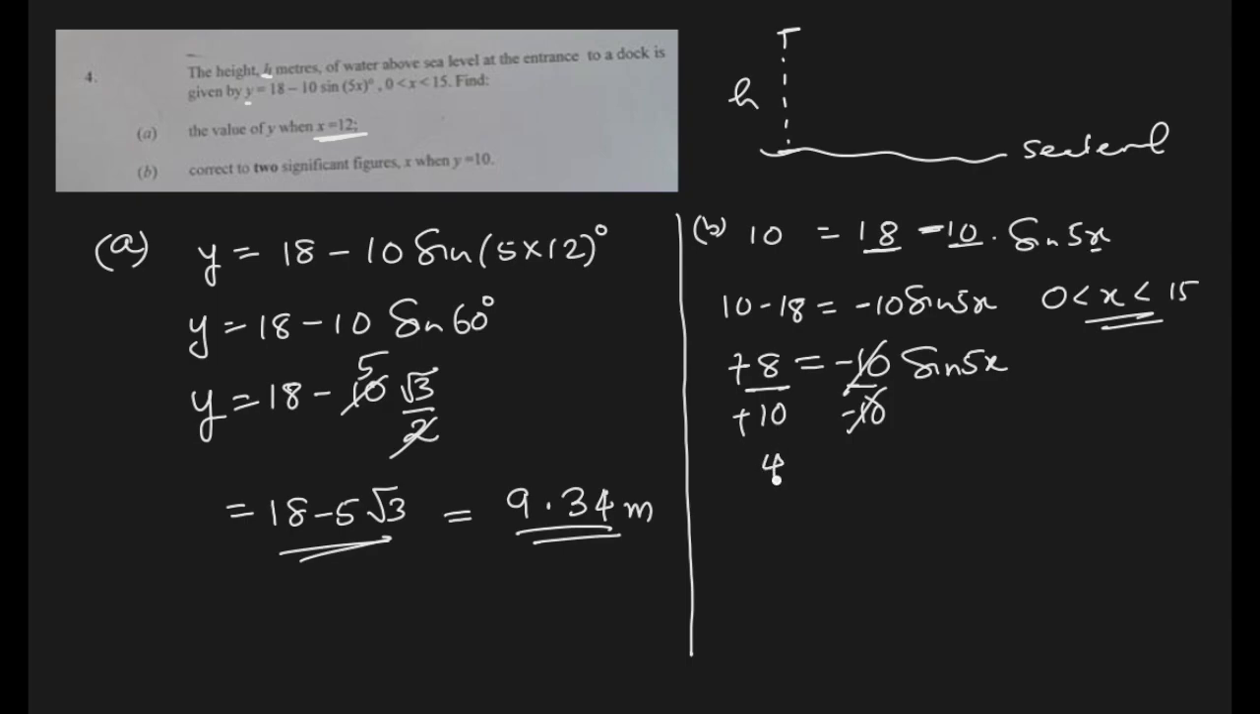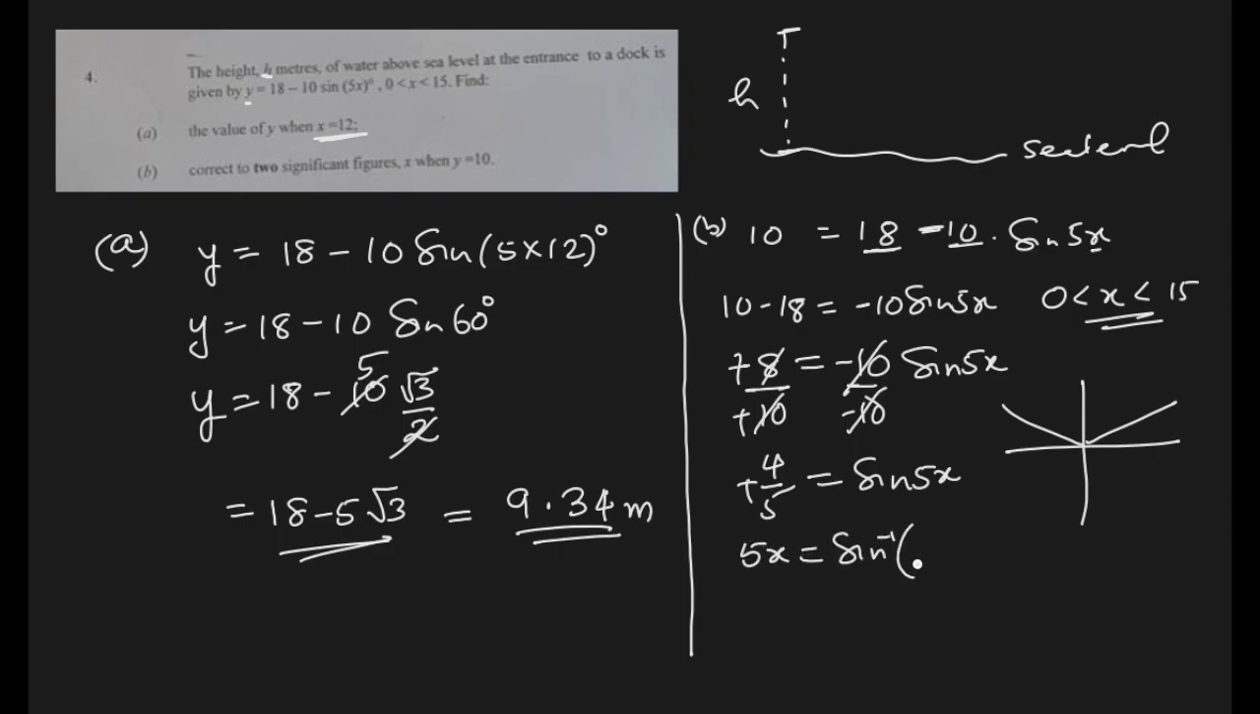Negative cancel, 4 over 5, right? If I cancel these two, 4/5 equals sine 5x. Now we have to see when sine is positive 4/5. Positive means sine will be in this quadrant or this quadrant. In both these two quadrants, sine is positive, and we'll find sine inverse 4/5. So 5x is going to be sine inverse 4 over 5.